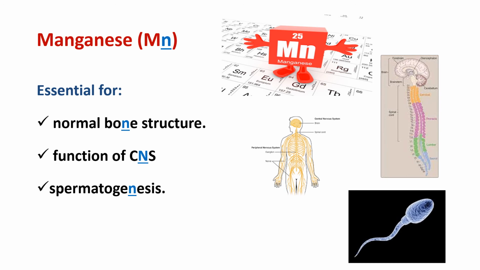Manganese contains N, so it's important for three functions which contain N: normal bone structure, functions of the CNS, and, like zinc, it has an important role in spermatogenesis, so it has an important role in reproduction. So again, manganese is important for normal bone structure, functions of the CNS, and spermatogenesis.